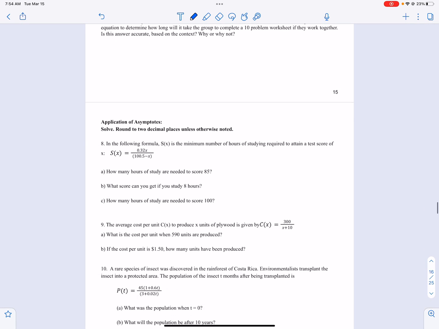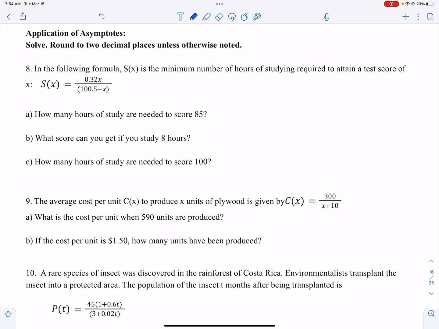All right, let's look at the next page. This is application of asymptotes. So number 8 says in the following formula, S of x is the minimum number of hours. So I like to go ahead and write that right there. So S of x, that's kind of like our y, because it's over there where we normally see y equals. So think of that as your y is your number of hours. And S of x is the minimum number of hours of studying required to attain a test score of x. So it kind of got chopped off, but it's a test score. I'm going to put it over there. A test score of x. So that would be where your test score is, right there, like both of those places.